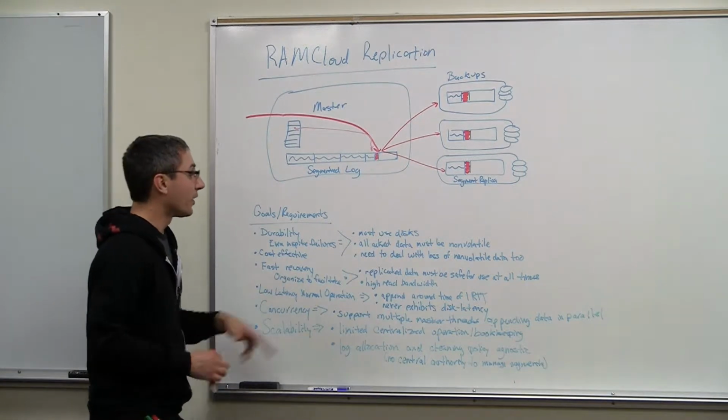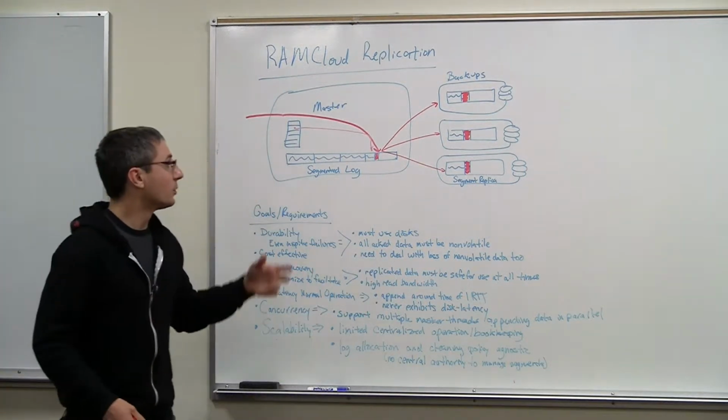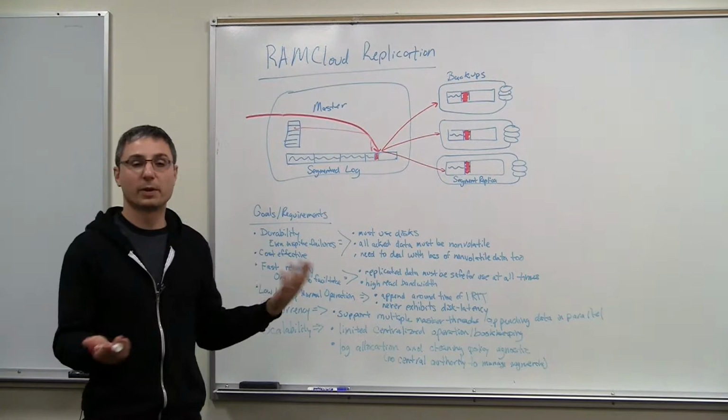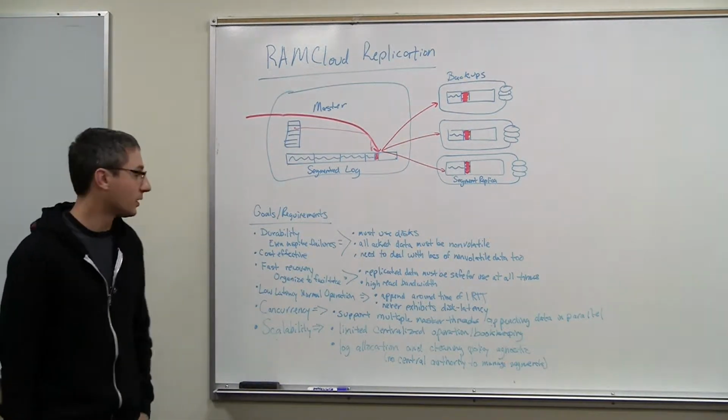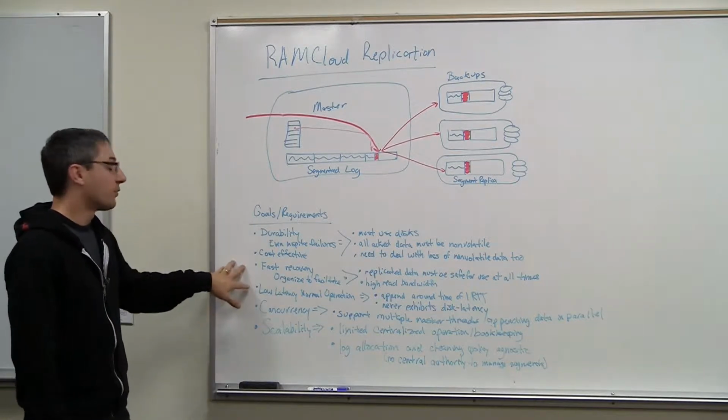And we need to deal with the loss of non-volatile data too. So we may end up losing backups over time, and whatever this replica manager does on the masters, it needs to compensate for those kinds of losses. Fast recovery is really the point.